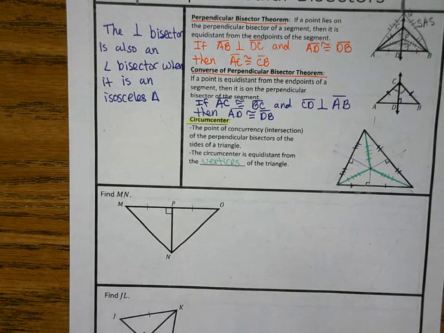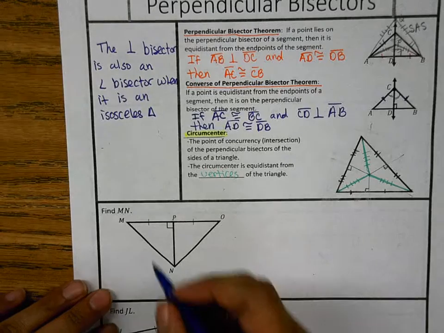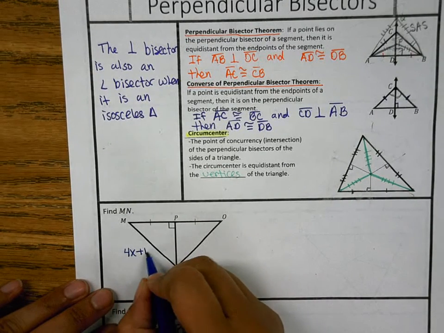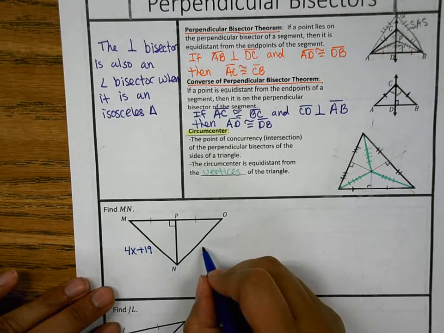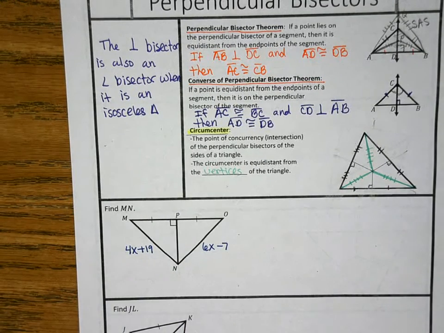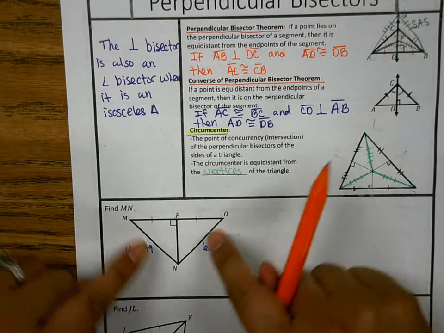All right, moving on. Find MN. Now I purposely did not put anything in there because I don't want anybody working too far ahead, and I want you staying with us. So let me give you the information needed. 4x plus 19, and this side on the right is 6x minus 7.